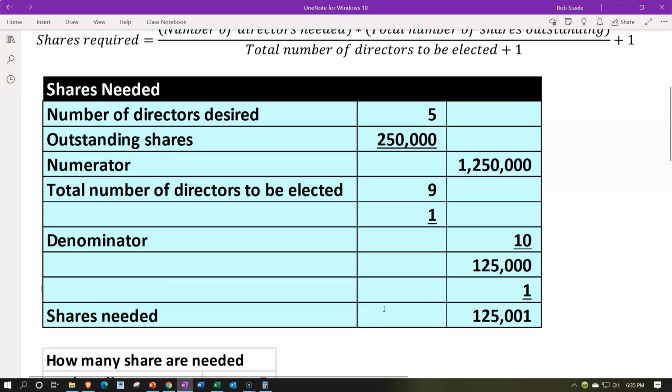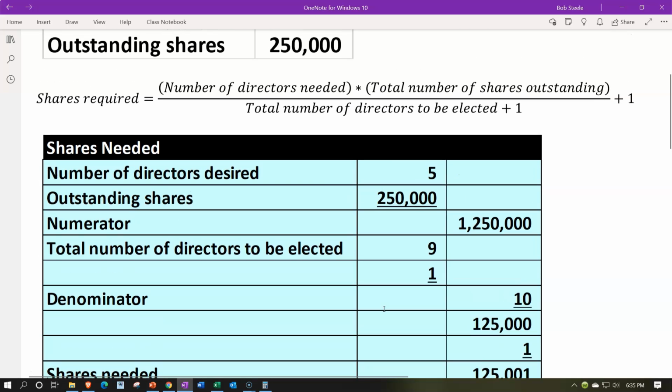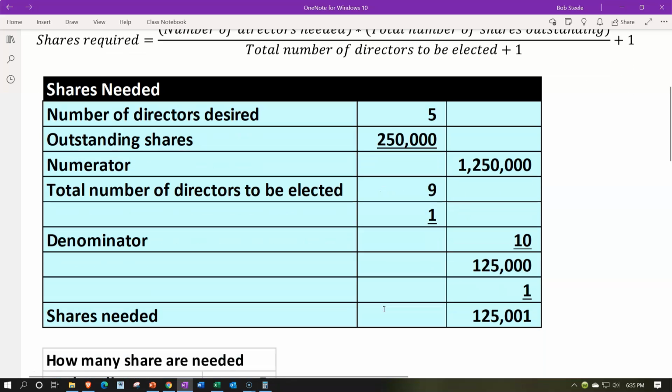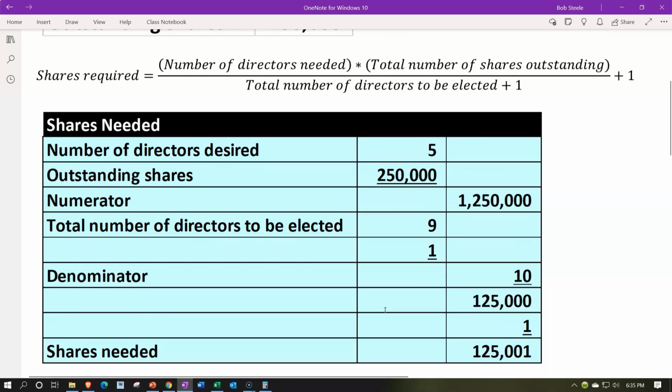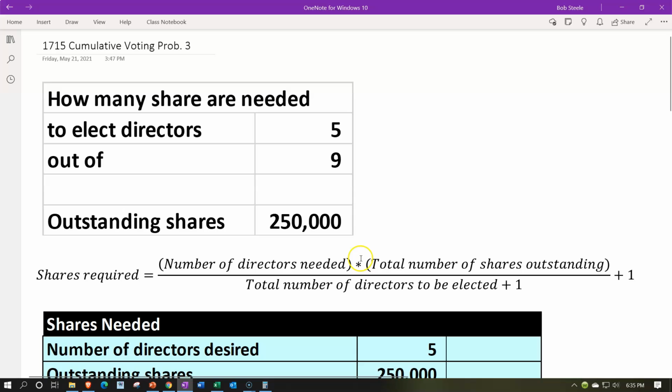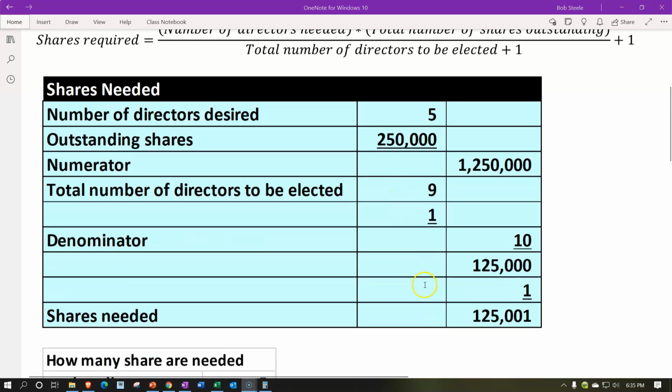So the answer to this would basically be it. But again, we kind of want to think it through intuitively to play it out and do our basic game theory type of analysis. But for a test question, of course the answer would be 125,001. So we're saying with the question asking, how many shares are needed to elect 5 out of 9 directors, we would need 125,001.